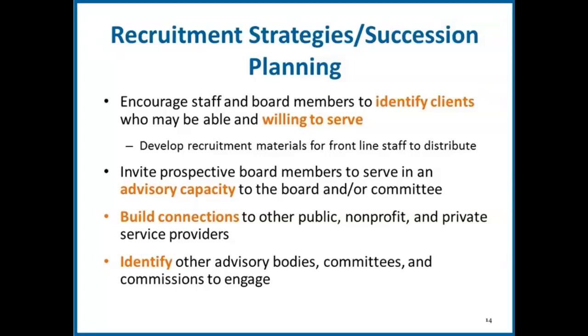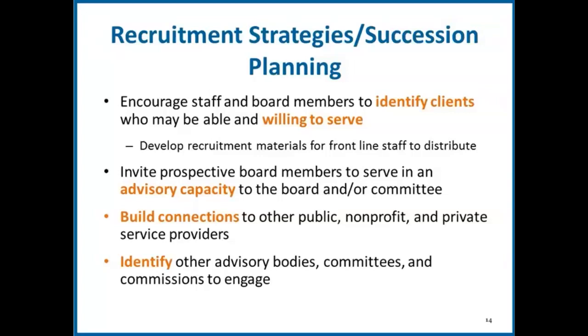Another suggestion is invite prospective board members to serve in an advisory capacity to the board and/or a board committee. So again, a lot of folks, not just from your customers, but from other sectors of the community might not have served on a board before. So this is a great way to vet prospective board members, also make sure that they get a chance to see the board in operation, learn a little bit more about what a board does.